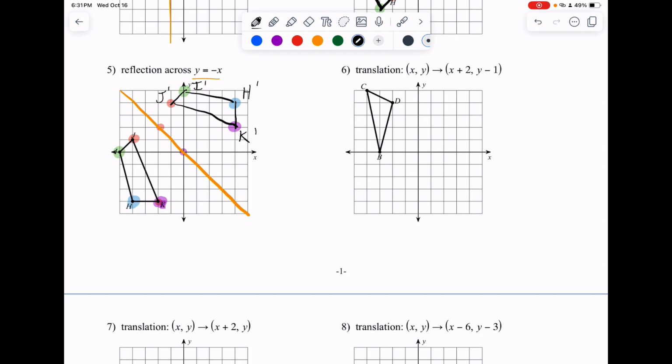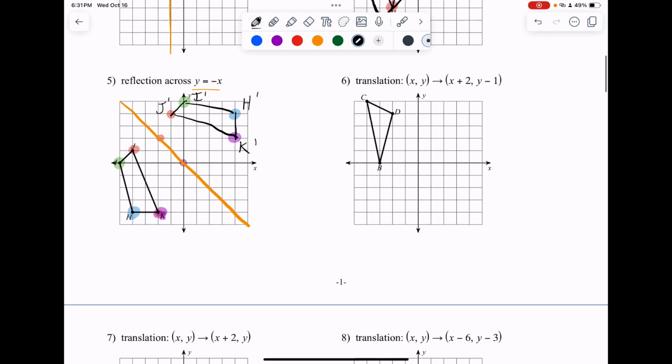All right, now we have some translations, but they're written in a slightly different way. So this translation here says x plus 2, y minus 1. Well, my x plus 2 means 2 to the right, and my y minus 1 means 1 down, because y goes up and down, and x goes left and right. Positive direction for x is to the right, negative is to the left. Positive direction for y is up, and negative is down. So I need to go 2 right, 1 down.